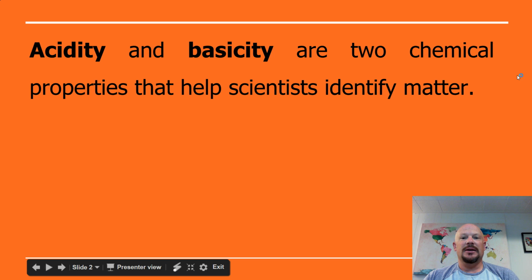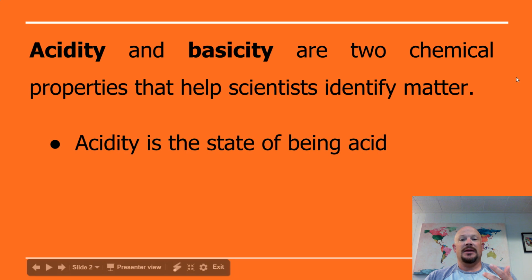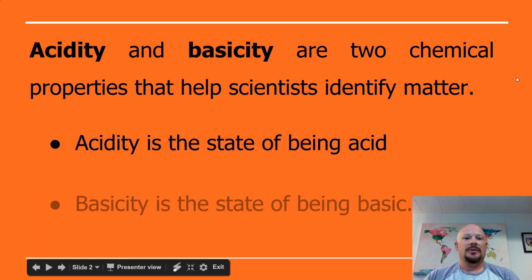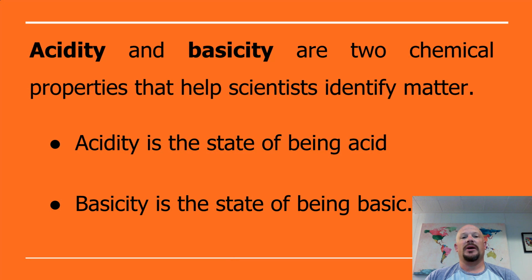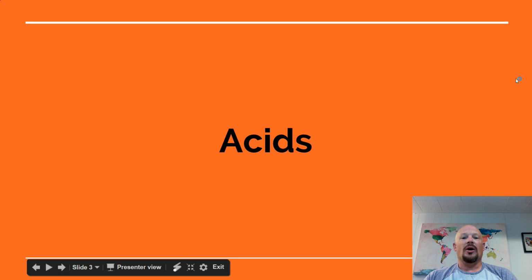Acidity and basicity are two chemical properties that help scientists identify matter. Acidity is the state of being an acid. Basicity is the state of being basic. And so we'll talk about what each one of those things are. So let's look at acids first.